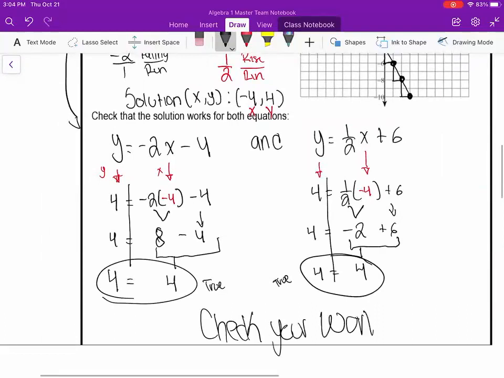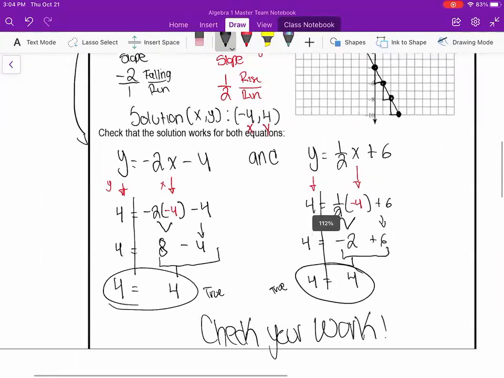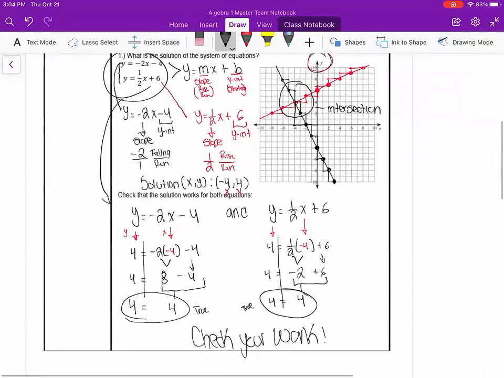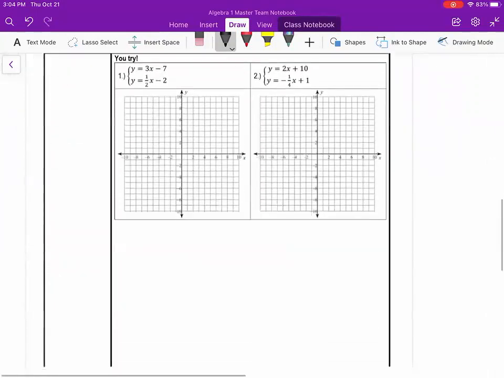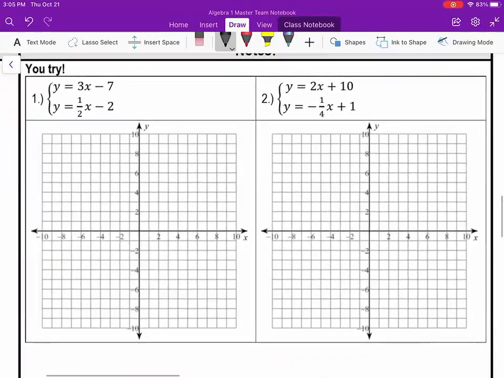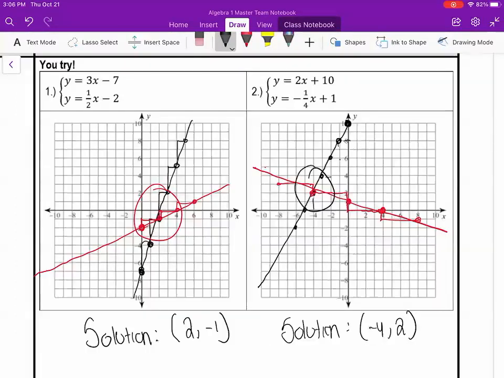You don't have to do it all the time, but if you need to check your work, that's what you're going to do. All right. So what I want you guys to do now is go ahead and do the next 2 problems. I'm going to give you a few minutes and then we'll check our work. You can go ahead and pause the video for a minute and then I'll show the answers.